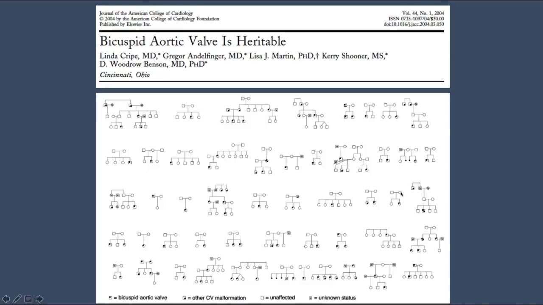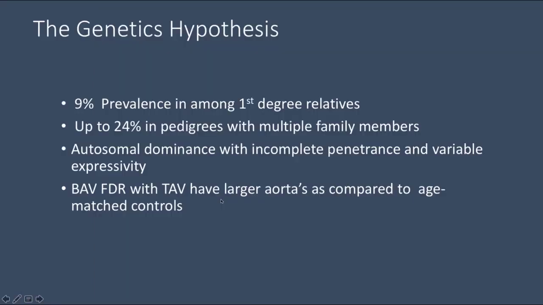And this was a study published in 2004 in JACC. They looked at 54 probands with a bicuspid aortic valve, and as you can see from their pedigrees, they're highly enriched with BAV. So the study suggests that if you have a first-degree relative with a bicuspid aortic valve, then your likelihood of having BAV is 9%. And if you have multiple members with a bicuspid aortic valve, then that probability of having BAV rises to nearly 25%.